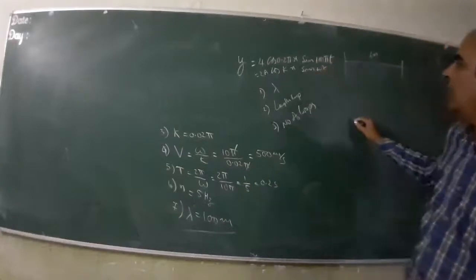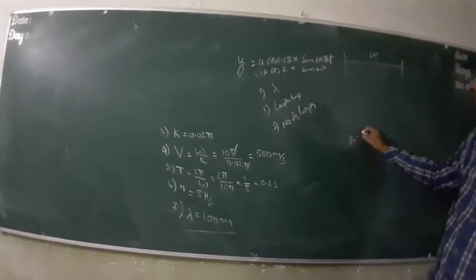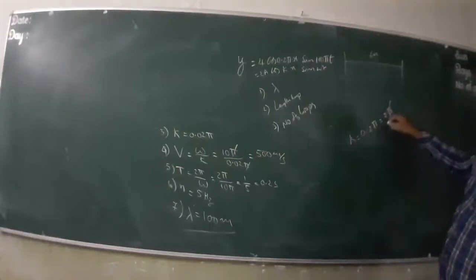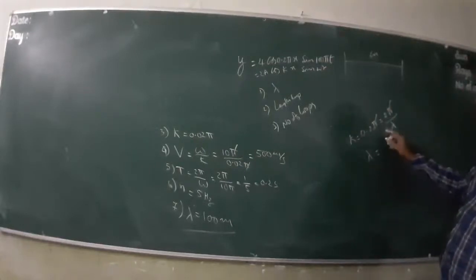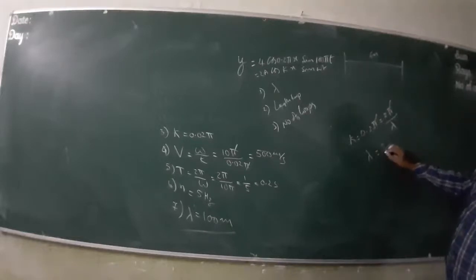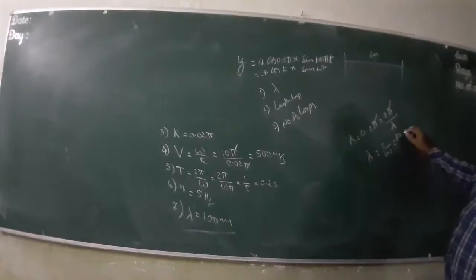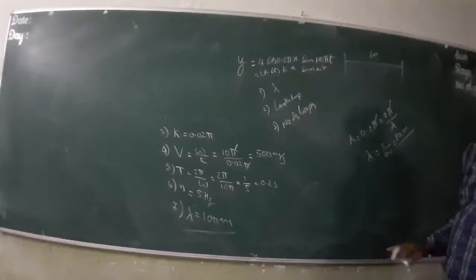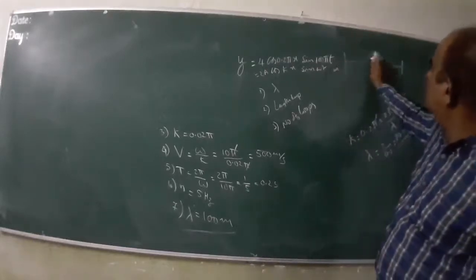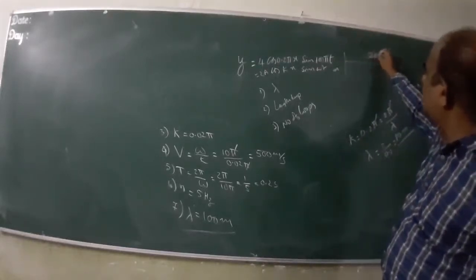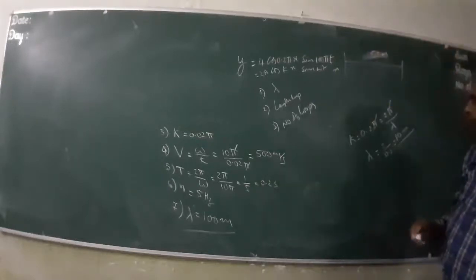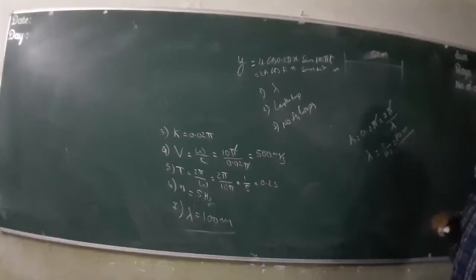We can compare this with 2a cos kx sin omega t. Therefore k is equal to 0.2 pi, that is equal to 2 pi by lambda. Pi cancels, lambda is equal to 2 by 0.2. So we get lambda is equal to 10 meters. The length of the wire is 50 meters.